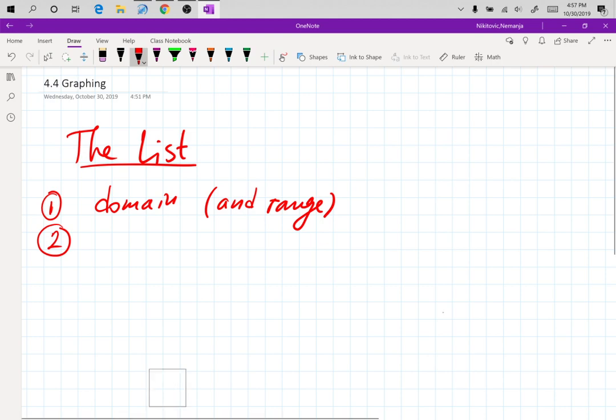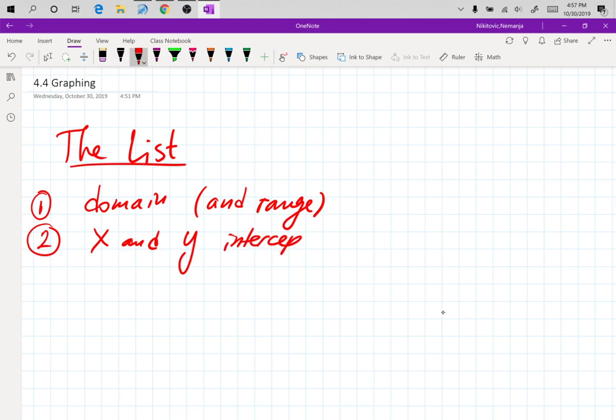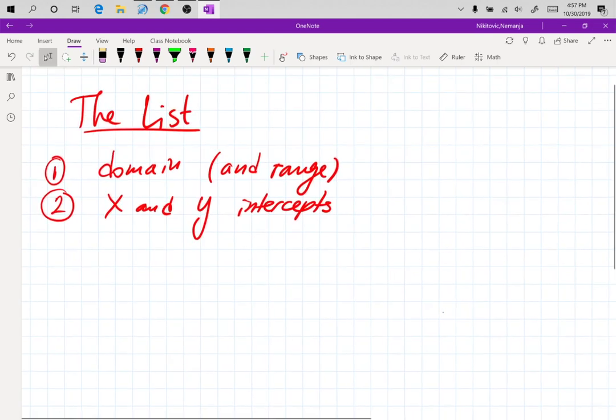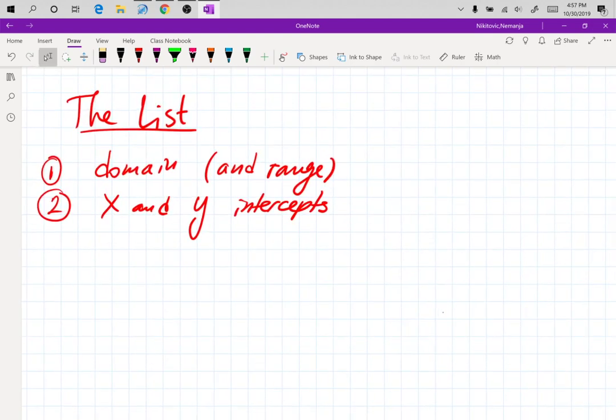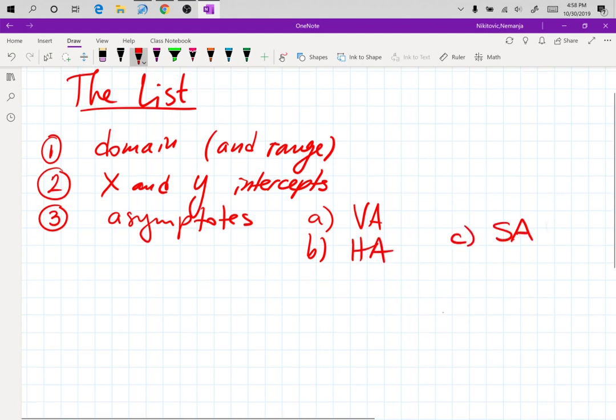Now the next is an algebra concept of x and y intercepts. That's our number two. So number one is domain, and then number two, x and y intercepts. Number three is going to be all asymptotes. And that's going to be A, vertical asymptote, B, horizontal asymptote, C, slant asymptote. So we have three different types.